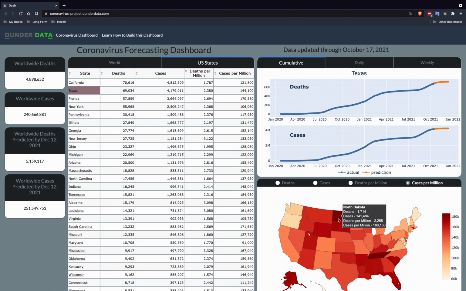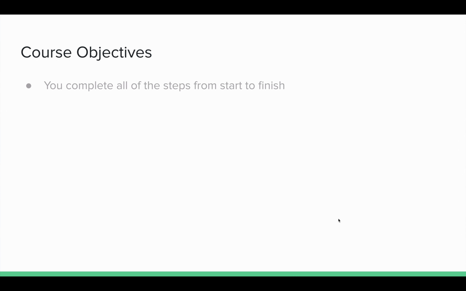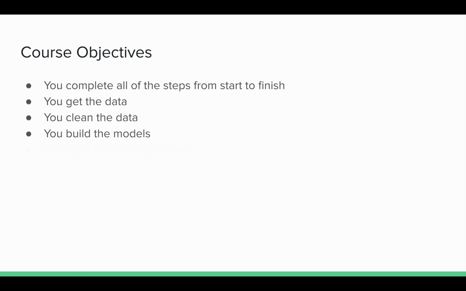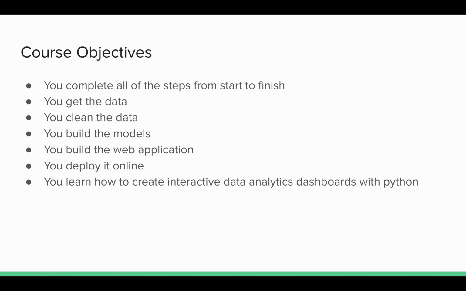Let's take a deeper look into all of the course objectives. Number one, I want you to complete all of the steps from start to finish. That means you are going to get the data, you are going to clean the data, you are going to build the models, you are going to build the web application, and you will deploy it online. So you are going to do all of these steps, and ultimately, I want you to learn how to create interactive data analytics dashboards with Python. By the end of this course, you'll have all of the tools to create your own dashboards with Python.